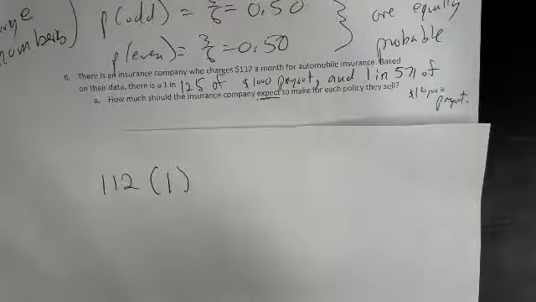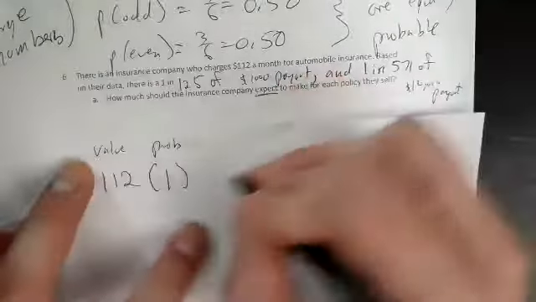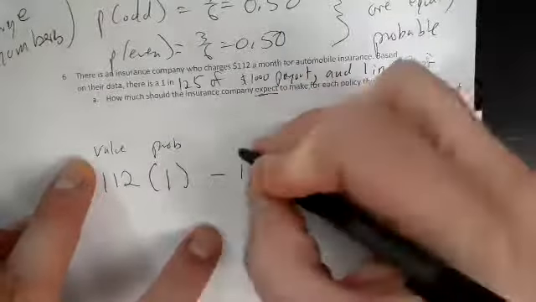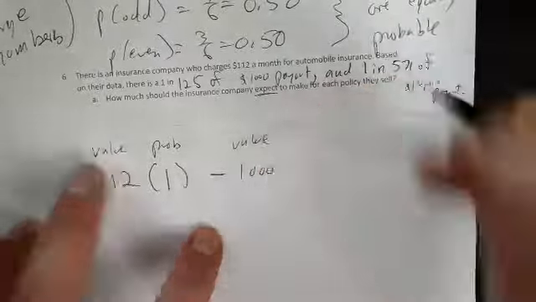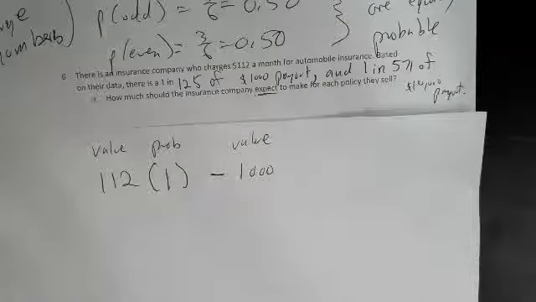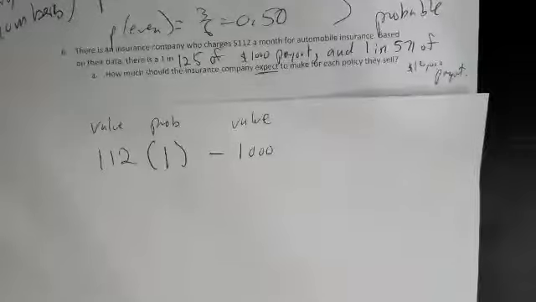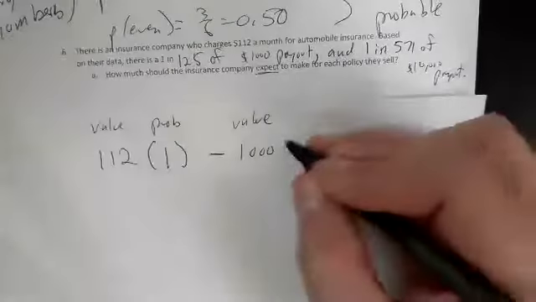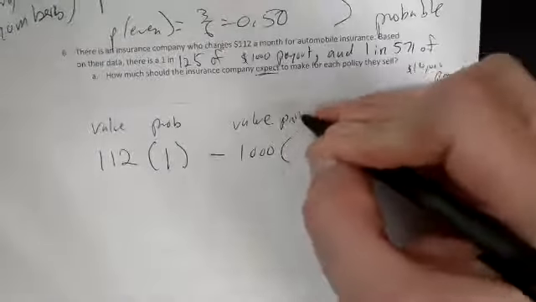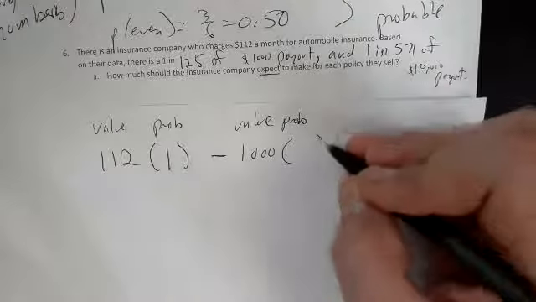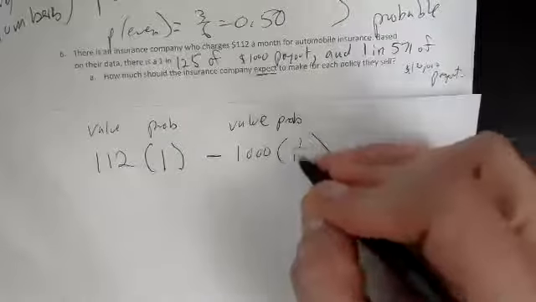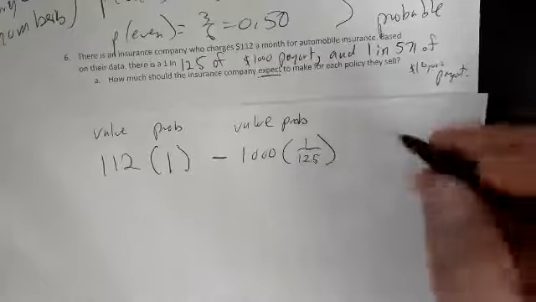Should be negative 1,000. So this is my value of, you could say plus or minus 1,000 if you really want to be crazy, but it's a negative 1,000. And the probability on this is what? 1 over 125.